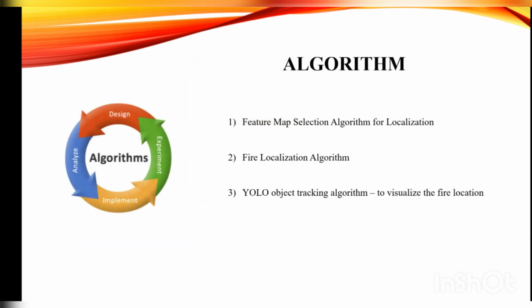Then we have a look at the algorithms used in this project. There are three types of algorithms used in this project. First of all, a feature map selection algorithm for localization. The input images are given to the model. There is a feature, that is, in our case, fire. So the fire is identified and localized by using the feature map selection algorithm and fire localization algorithm.